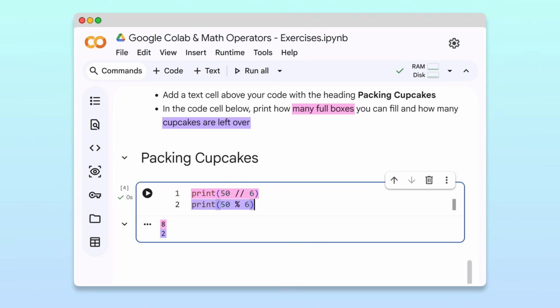And that makes sense. 8 times 6 is 48, plus the 2 leftovers gets us back to 50. Floor division and modulus always work together like this. Floor division tells you how many times something evenly fits, and modulus tells you what's left over. Awesome, those are the solutions to our practice exercises.